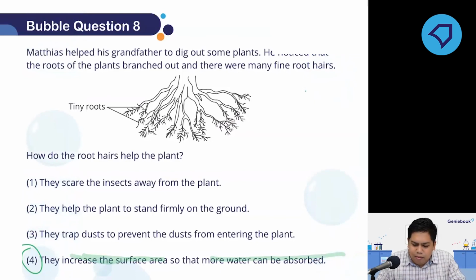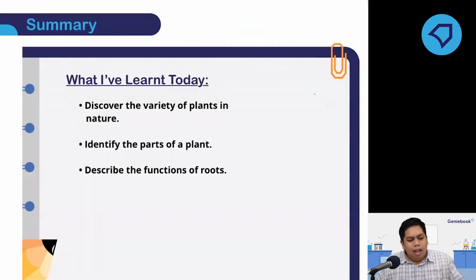Okay, so to end our lesson for today, what we have learned is the variety of plants in nature, all the different trees that I've gone through with you. And then the parts of a plant, the three main parts that you are learning for this topic, and the function of roots.